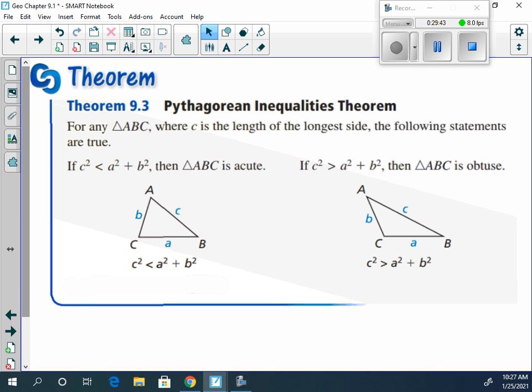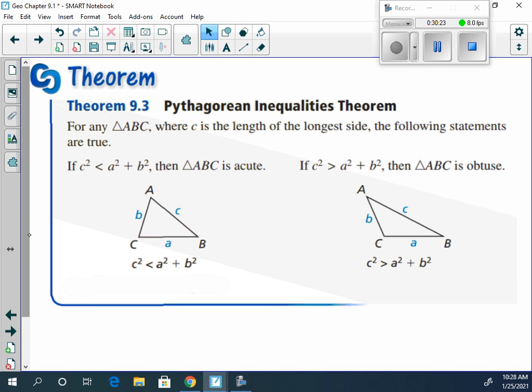Okay, last thing we're going to talk about today. For any triangle ABC, where c is the length of the longest side, the following statements are true. If c squared is less than a squared plus b squared, then the triangle is acute. If c squared is greater than a squared plus b squared, then the triangle is obtuse. So if c squared is greater than a squared plus b squared, then it's obtuse. If c squared is less than a squared plus b squared, then it is acute.